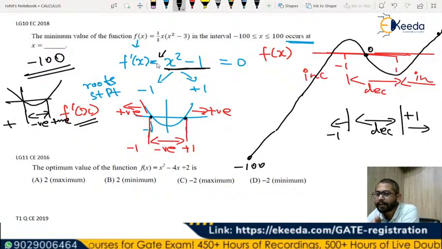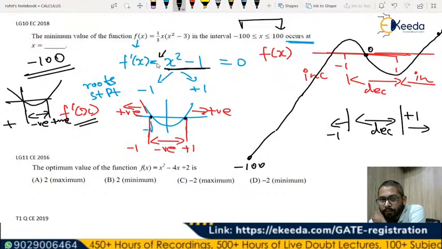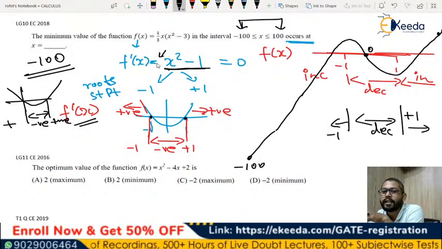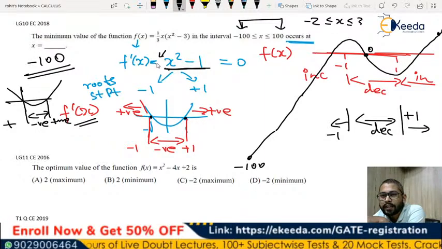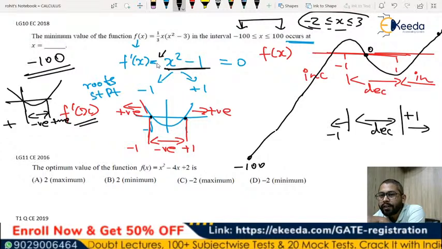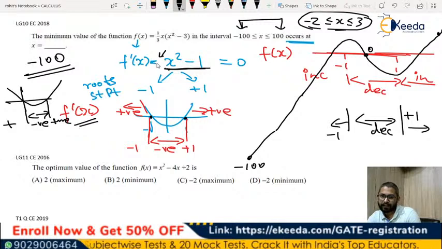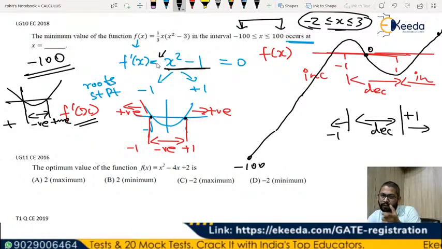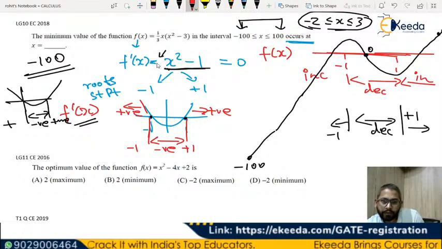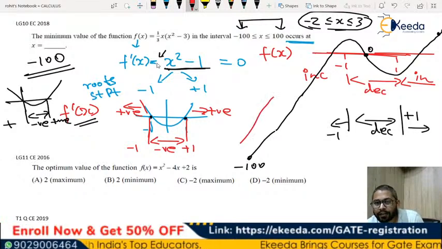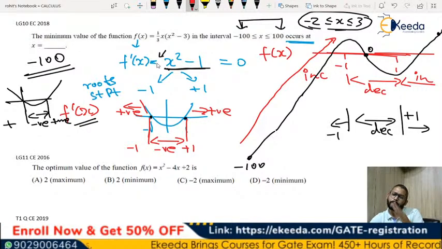So why am I applying this concept here? Because this interval is very high. You cannot apply it for a range of, let's say, minus 2 to 3. It would have been difficult for you to do this. In that case, you should find the values directly. But the interval being very high, you can see from a very long period, from minus 100 to minus 1, this function is increasing. So for a very long period this function is increasing.